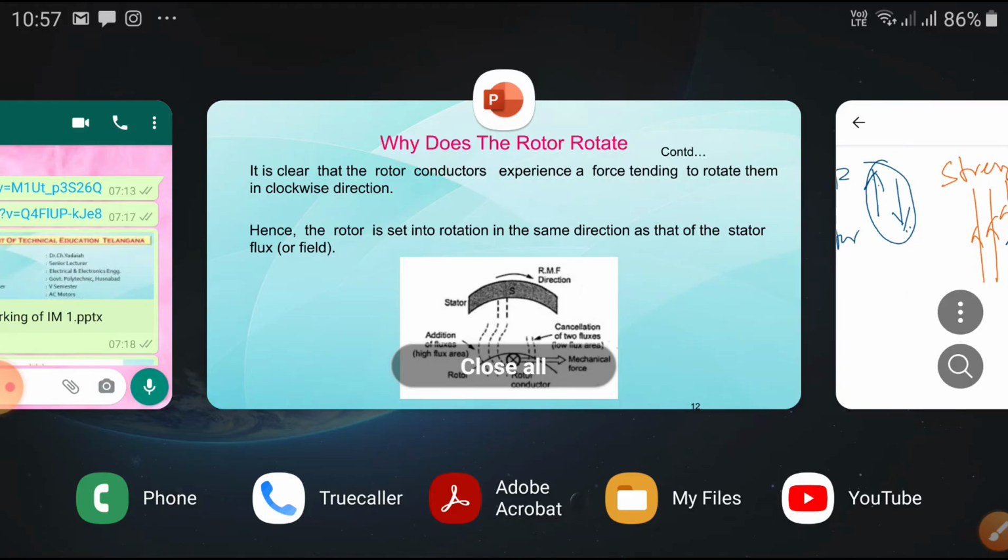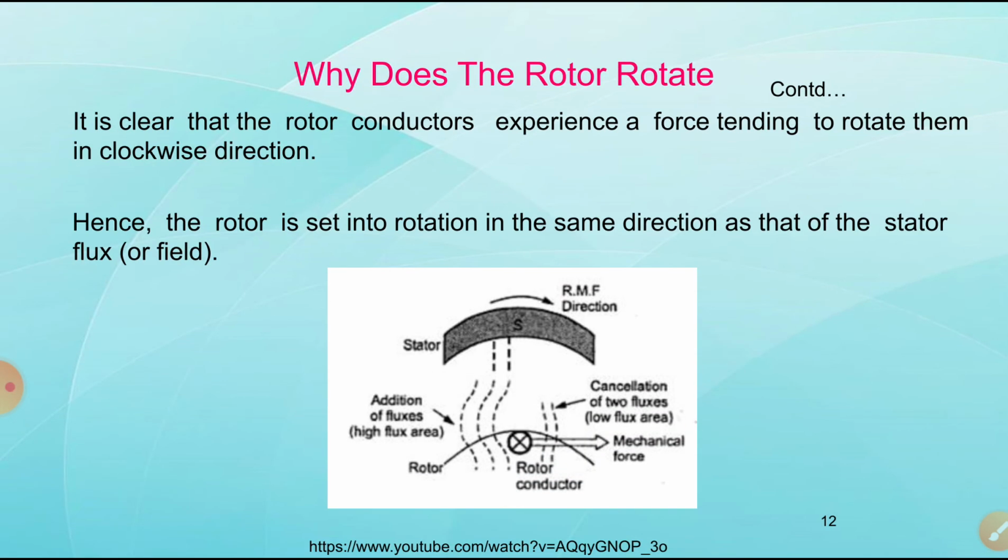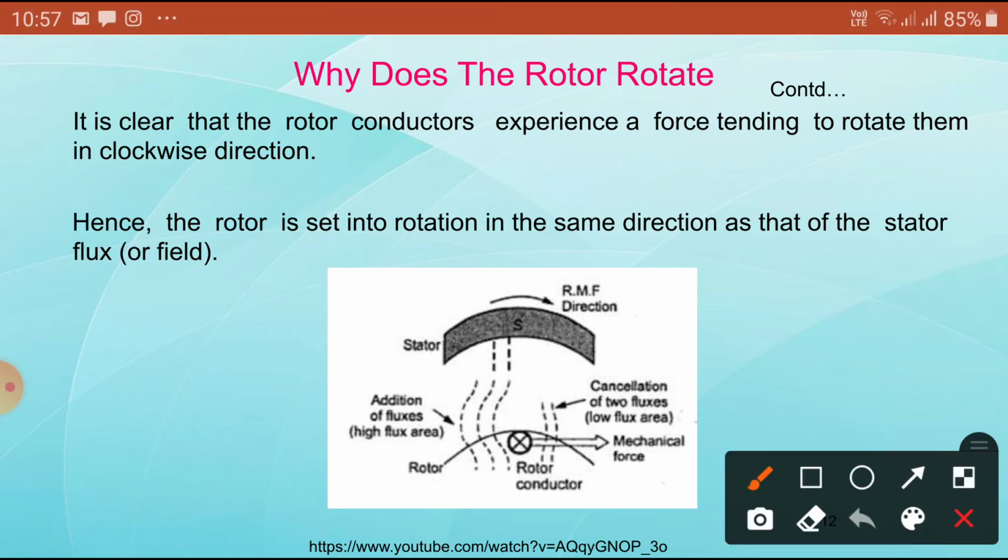Okay, this we already discussed. So why does the rotor rotate? This is the reason, it's the motor principle. We know that whenever a current carrying conductor is placed in a magnetic field, there is a force developed on the conductors. Here it is also the same thing. Now, due to this, the stator and rotor run in the same direction.